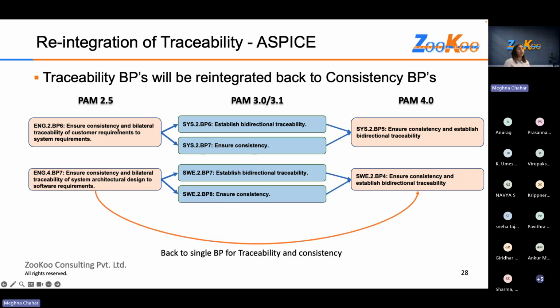And because of this problem, in 3.1, they tried to come up with two different base practices, one for traceability and one for consistency. And now again, they have combined these two and made it one.